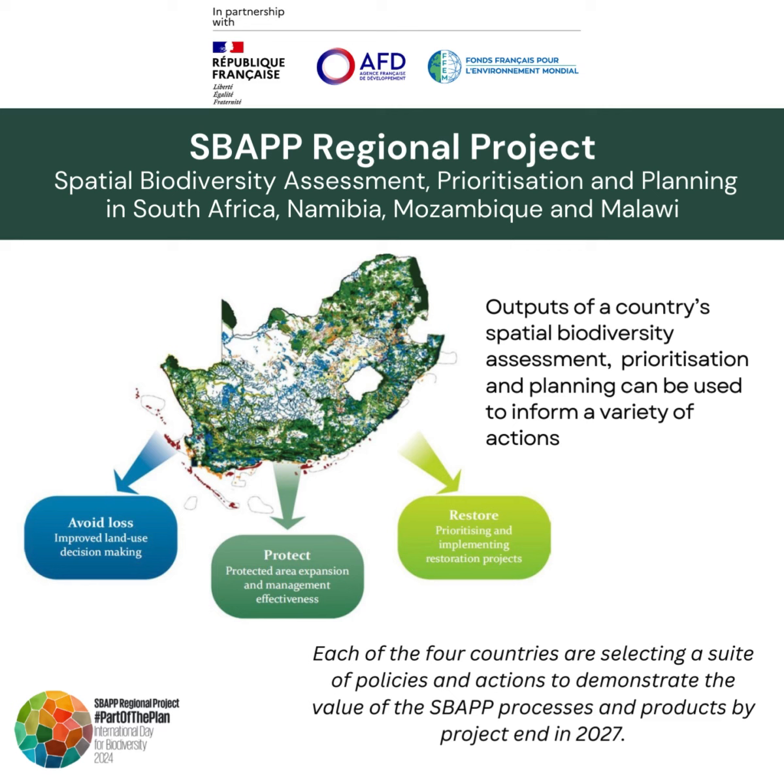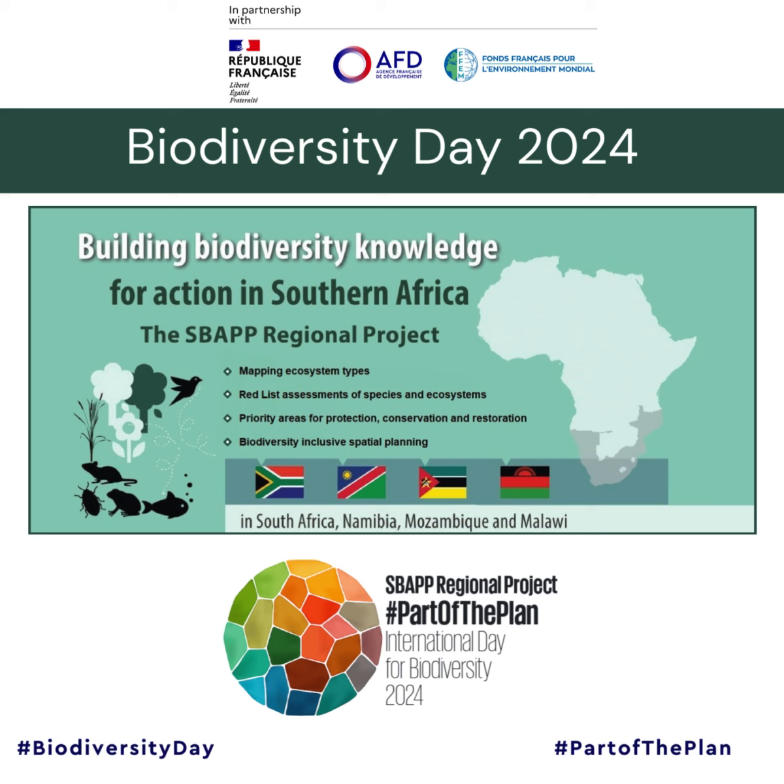The outputs of a country's spatial biodiversity assessment, prioritization, and planning processes can be used to inform a variety of actions, such as improving land use decision-making, strategizing about protected area expansion, or prioritizing restoration projects. Each of the countries is selecting a suite of policies and actions to demonstrate the value of the SBAPP processes by the project end in 2027.